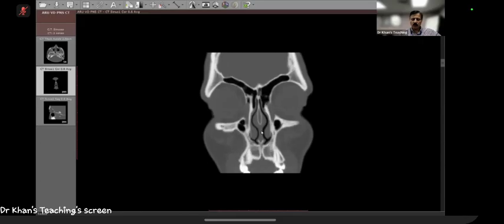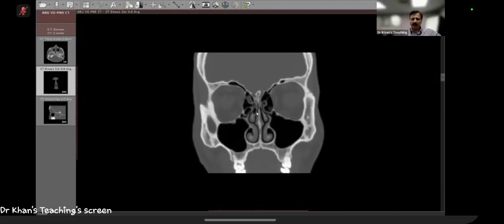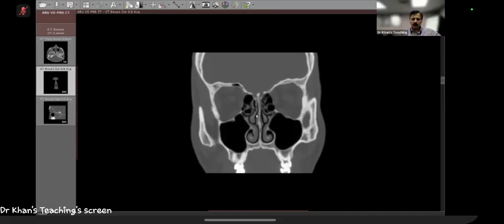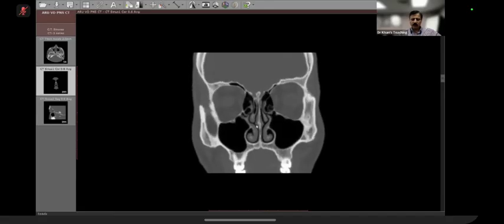Is it deviated or not? You have to describe, sometimes there are normal variants where there is aeration of the middle turbinate, maybe slightly you can see it here. We call it concha bullosa. You have to mention it as a variant. At times it can cause a bit of obstruction also.